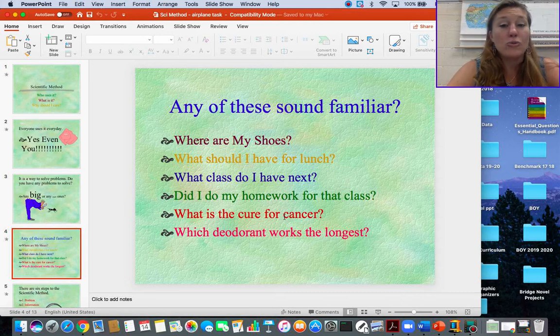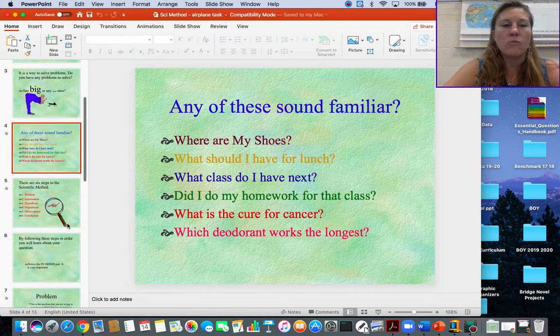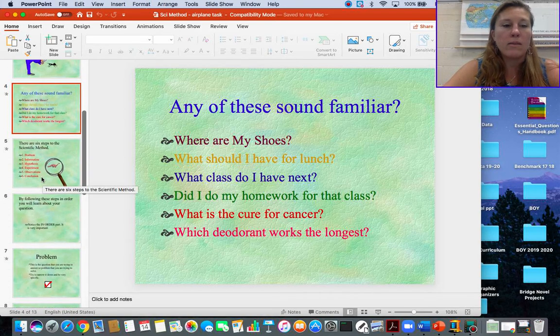Do any of these sound familiar? Where are my shoes? What should I have for lunch? What class do I have next? Did I do my schoolwork for that class? What's the cure for cancer? Which deodorant works the longest? All of these are great questions that we can research using the scientific method.